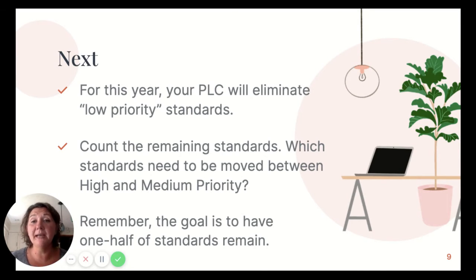Okay, so your UBD map should have lots of colors of where the standards are for now. So your next step is, for this year, your PLC will eliminate the low priority standards. You could keep those red, you could strike them through, don't remove them. We want to keep record of that they were there as we come back to these maps at a later time. Count the remaining standards. Which standards need to be moved between high and medium priority? So what shuffling needs to happen? Remember, your goal is to have only half of the standards remaining.